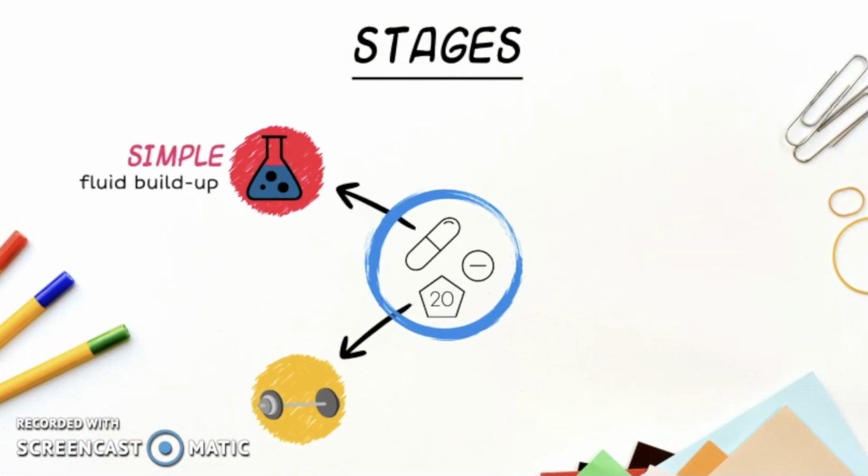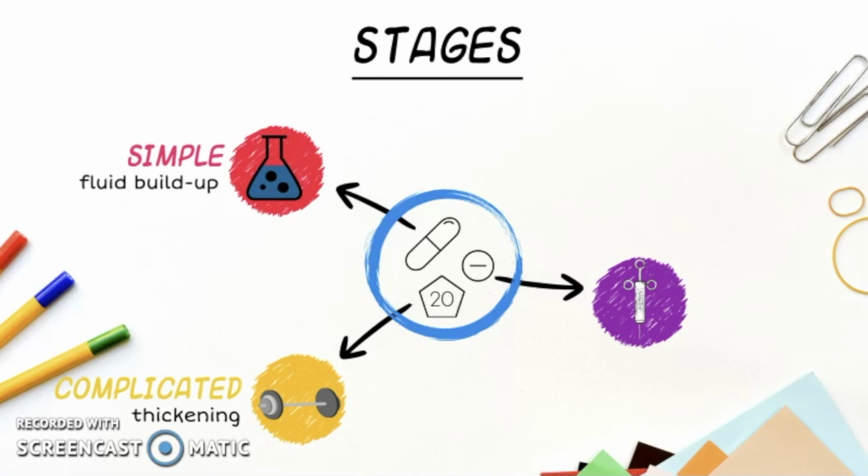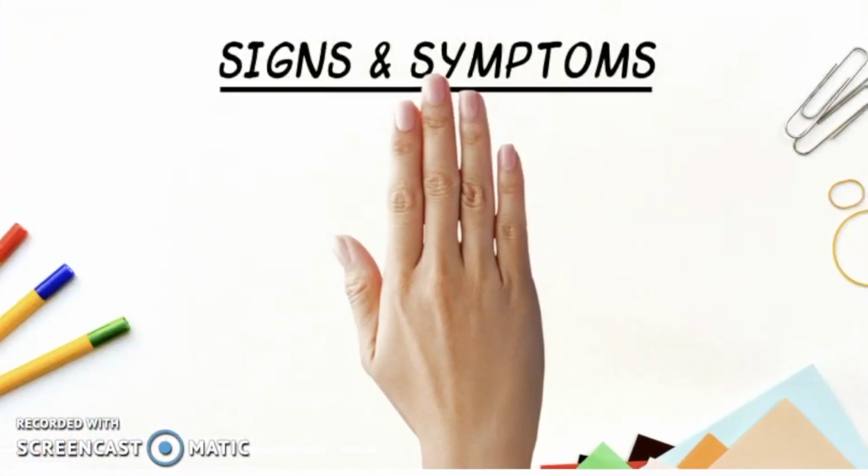First is the simple stage, which is the basic collection of fluid in the pleural space. Then is the complicated stage, where there is thickening of this fluid to form pockets. And finally, there is the frank stage, which is the fibrosis and scarring of the lungs.